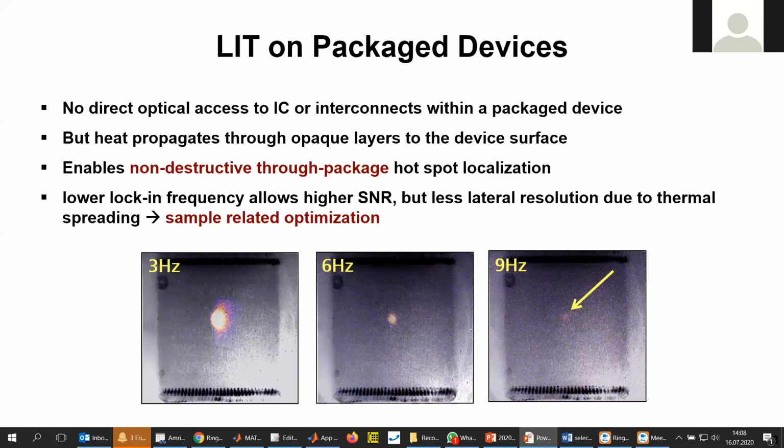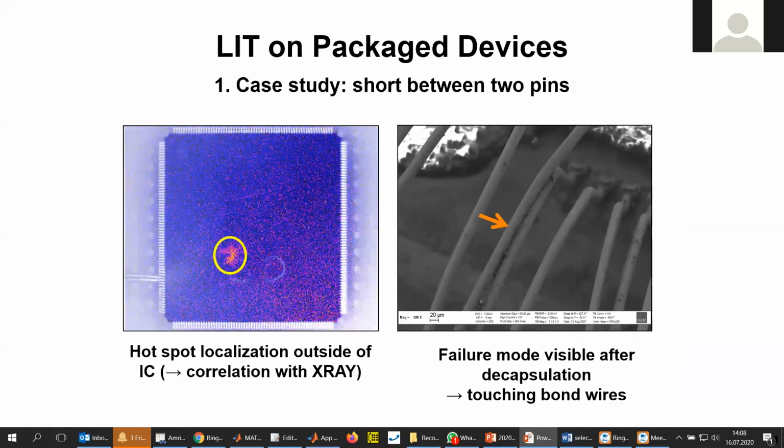As I've just shown on the previous slide, lower lock-in frequencies allow for higher signal-to-noise ratios, but less lateral resolution due to thermal spreading. So there's always a trade-off, which means that for an unknown sample, you always need to do some sample-related optimization in order to get the maximum information out of your analysis.